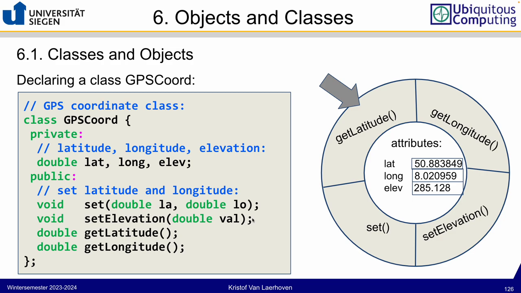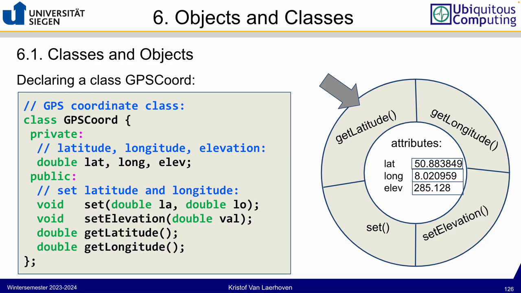And with that, C++, when it parses this, knows, okay, from now on, we have a new variable, which is of a class GPSCoord, and it is constructed exactly like this. The only thing that we now still need to do is define those functions. We need to show C++ how those functions are implemented.